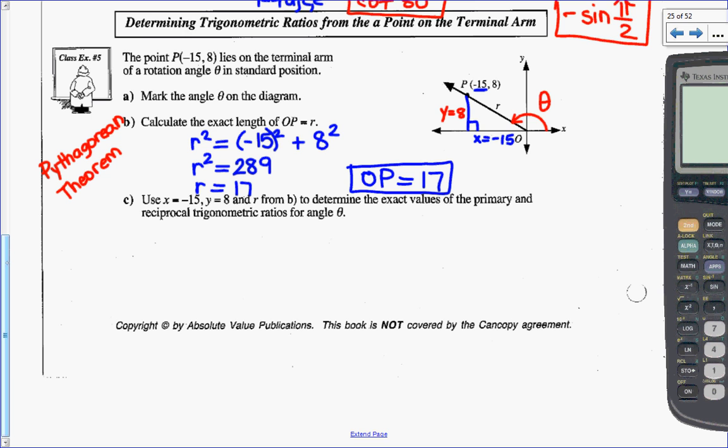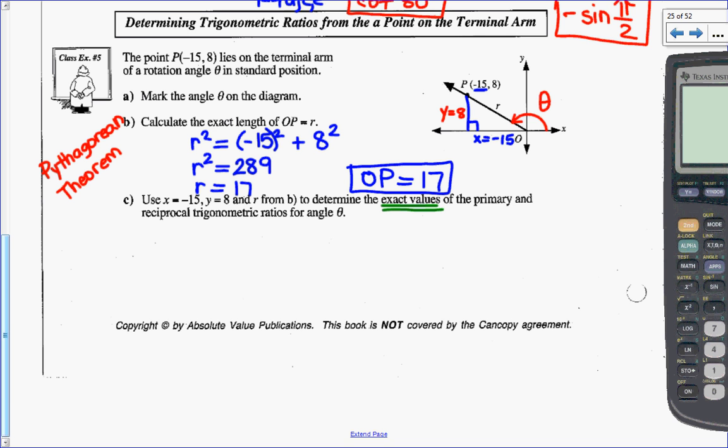Okay, now it asks us to use our x value of -15, our y value of 8, and the r that we calculated in the part above to determine the exact values of the primary and reciprocal trig ratios for angle theta. Okay, now when it wants exact values, what that means is you're going to leave it as a fraction. You're not going to actually take it to a decimal because the decimal could keep on repeating and you would have to round it, and that wouldn't give you an exact value. Okay, so when it says exact value, you leave it as a fraction.